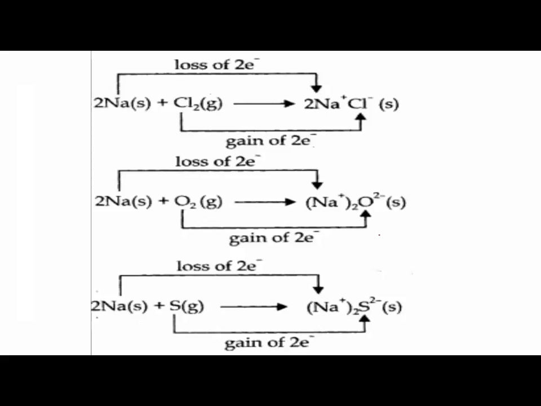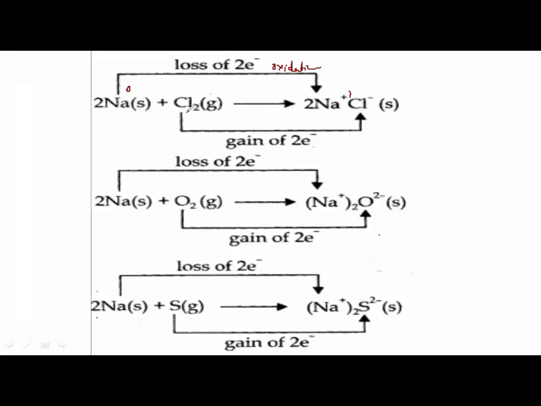So here are the examples. Na solid plus Cl2 gives NaCl. So what is happening to Na there? Na here has oxidation state 0. In NaCl it is +1. That means Na is losing 1 electron. There are 2 Na atoms, so it will lose 2 electrons. To whom is it going to lose them? So this is oxidation.